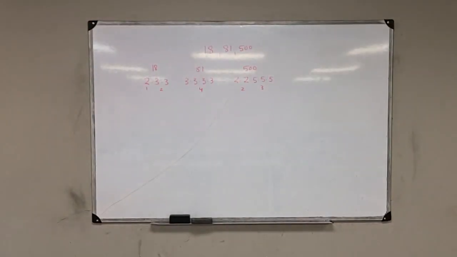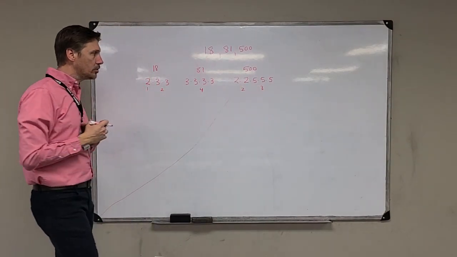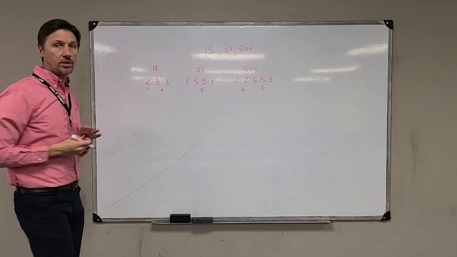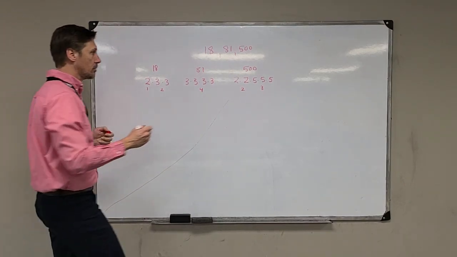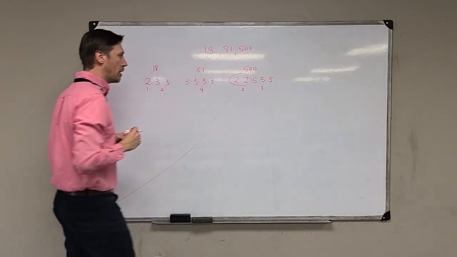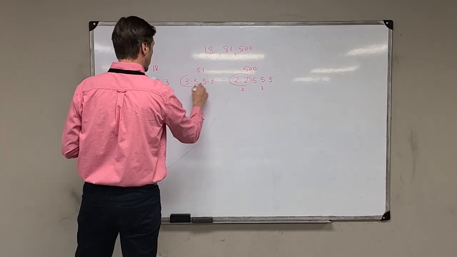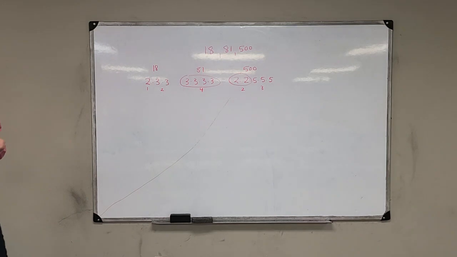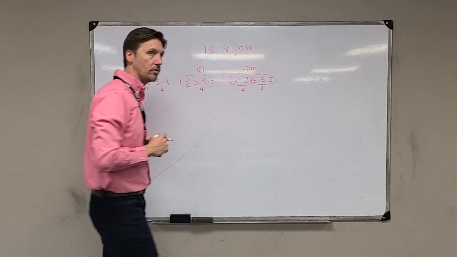All right, and so when I'm forming the least common multiple, I'm grabbing the most of each of those prime factors that I can from each one. Which number has the greatest number of 2s in its prime factors? 500 does. So I'm going to grab those two 2s. Which number has the greatest number of 3s? 81. 81 has four 3s, so I'm going to grab those. And the other prime factor is 5. The only one that has 5s is 500, and it has three. So I'm going to grab those 5s.